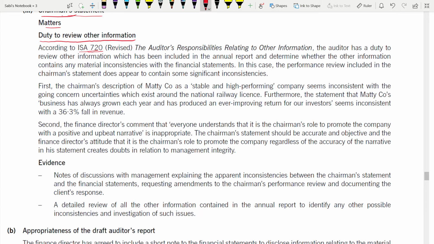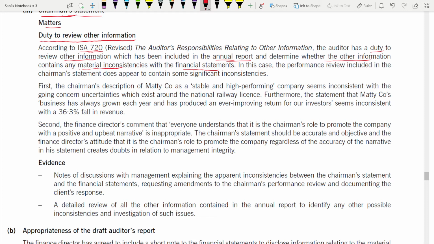According to this standard, what should the auditor do? They have a duty to review other information which has been included in the annual report. In the annual report, there is so much other information apart from the chairman's statement. The auditor has to review that information to determine whether the other information contains any material inconsistencies with the financial statements or not.